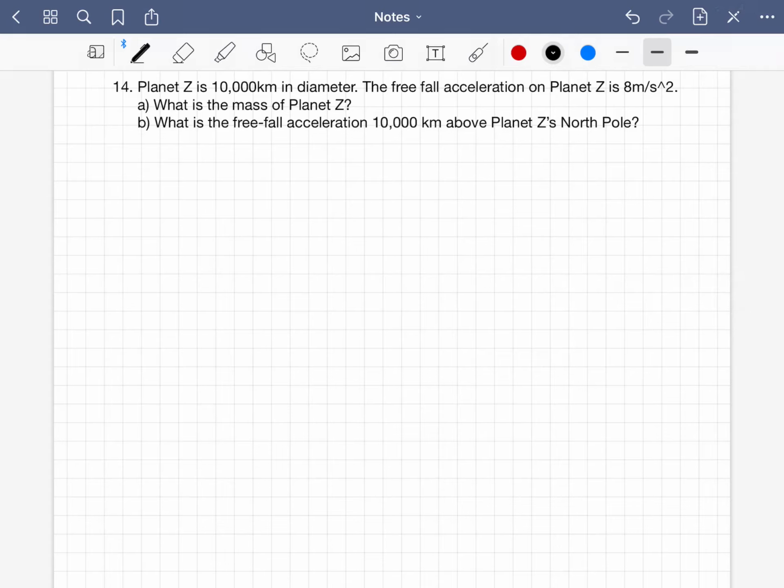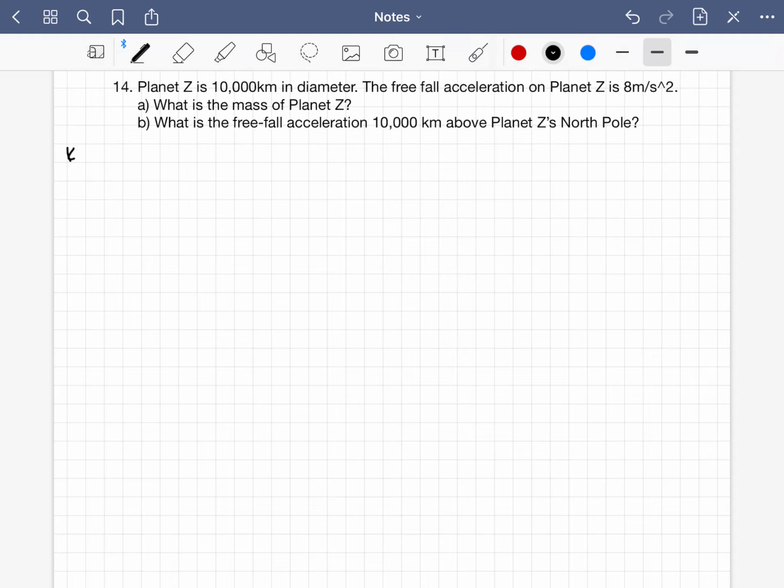Hi everyone, so my problem 14 says planet Z is 10,000 kilometers in diameter. The free fall acceleration on planet Z is 8 meters per second squared. And it asks A, what is the mass of planet Z, and B, what is the free fall acceleration 10,000 kilometers above planet Z's north pole.